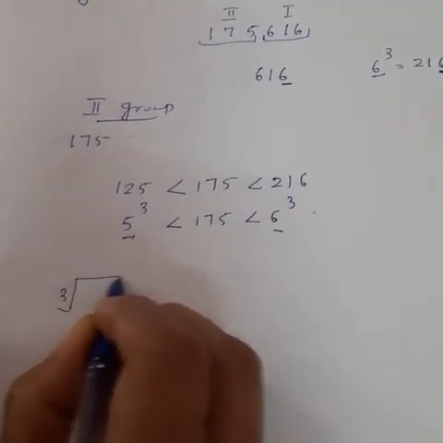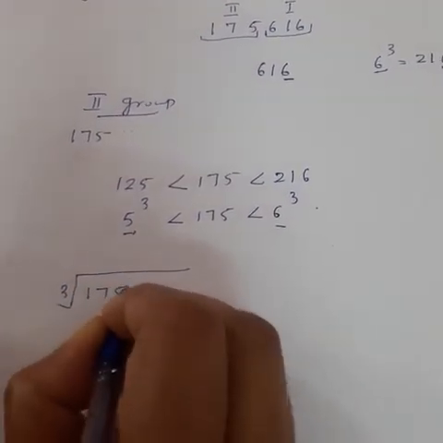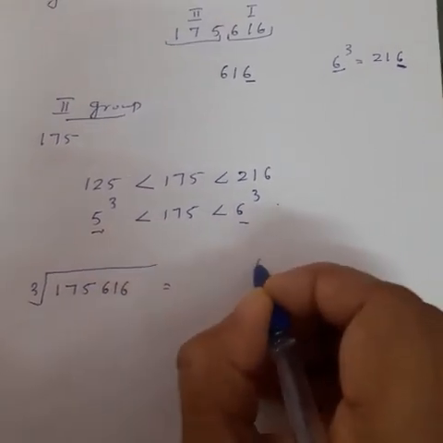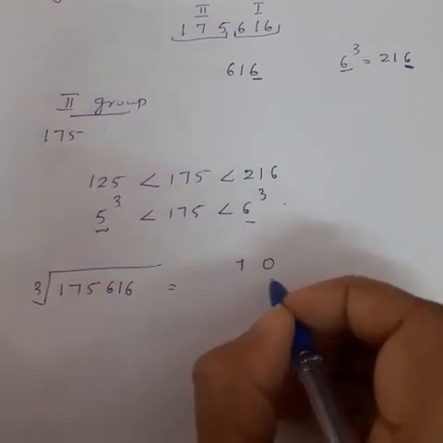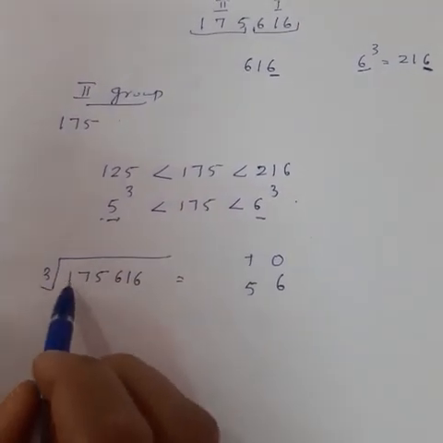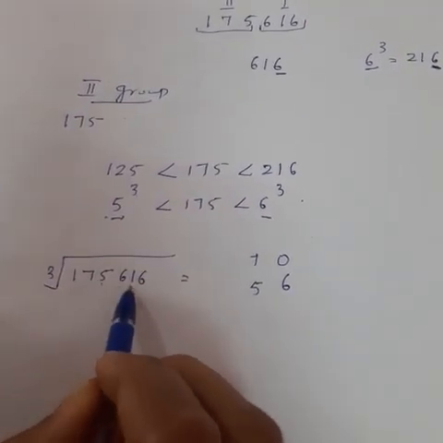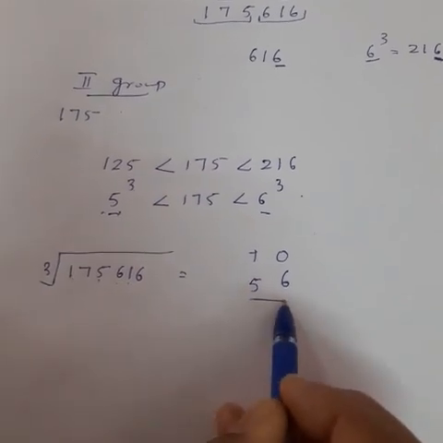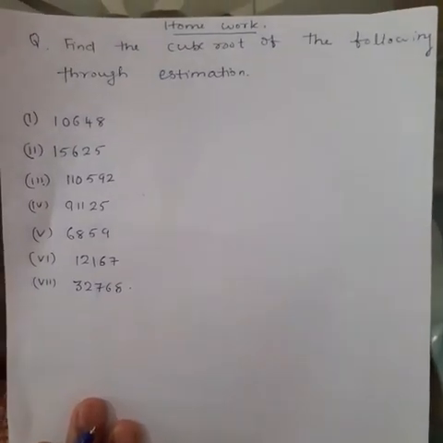So cube root of 1,75,616 is equal to: ones place we got from here, that is 6. Tens place will be 5. So cube root of 1,75,616 is equal to 56. I hope you have understood this method.